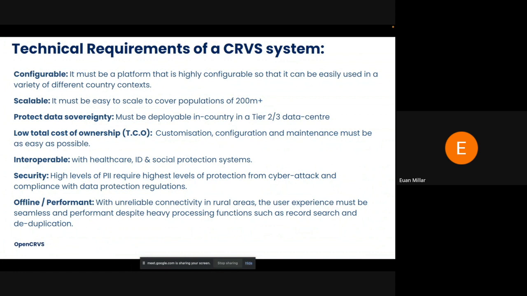It's got to be secure because by nature, it's going to be storing a lot of personally identifiable information of citizens, and therefore it needs the highest levels of protection from cyber attack and compliance with any data protection regulations in your country or region. It's got to work offline in low connectivity areas, in rural areas. It's got to be performant. It's got to be a really quick and seamless user experience, despite some of the heavy processing that's required running functions such as record search and deduplication. So your civil registration system really has to address all of these requirements. So I'm going to spend the bulk of the presentation now talking about these requirements and how OpenCRVS responds to them.